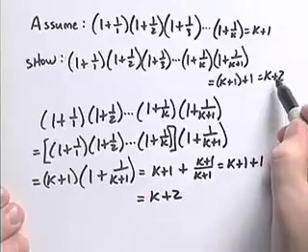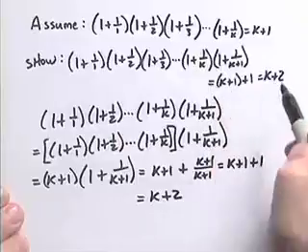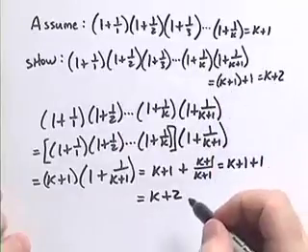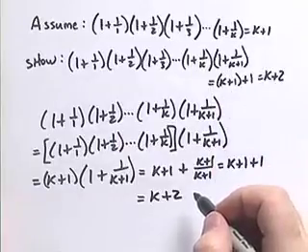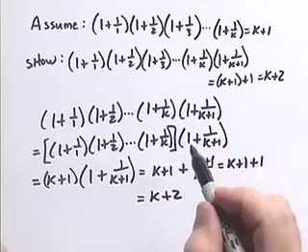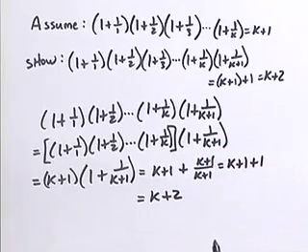And that's what we were trying to show, that this expression was equal to k + 2. Therefore, condition 2 also holds, and so this equation that we were given in the beginning holds for all natural numbers.